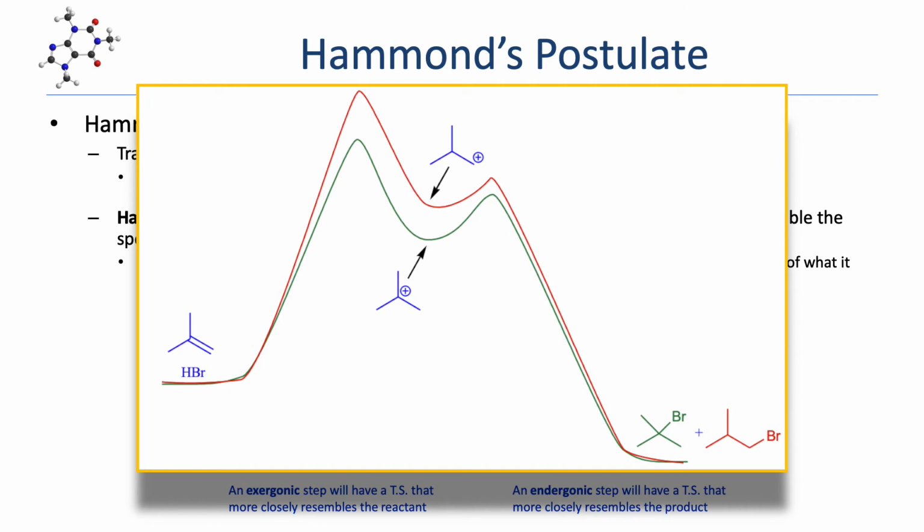And a transition state that looks an awful lot like a tertiary carbocation is going to be more stable than a transition state that looks like a primary carbocation. And that's why we can state that the transition state along the green path is lower in energy than the transition state following the red path. And that means the green path will be a faster reaction.